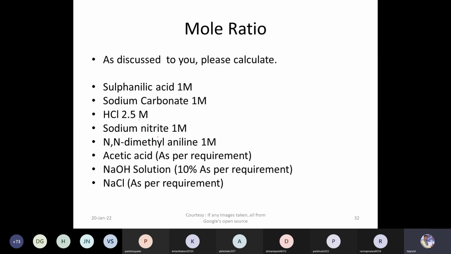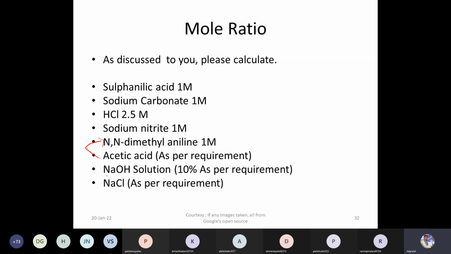A little amount of sodium nitrite, NaNO2, we require, that is 1 mole. N-dimethyl aniline, that is 1 mole. Acetic acid as per the requirement. Now what is the role of acetic acid? Acetic acid we can use to dissolve this N-dimethyl aniline. N-dimethyl aniline is water insoluble. That's why we have to use it.